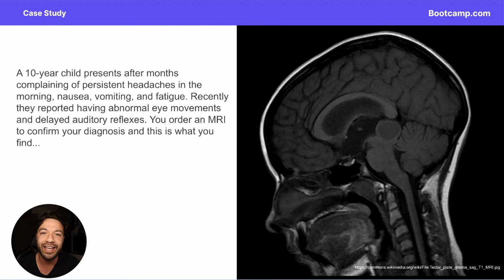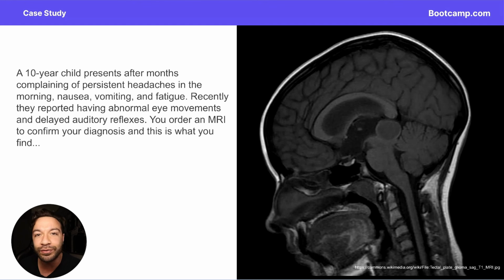So first up, we have a case study. This is an interesting one. We have a 10-year-old child who comes in presenting with persistent headaches in the morning. They're experiencing nausea, vomiting, and fatigue. And recently, they have been reporting abnormal eye movements and delayed auditory reflexes. You order your MRI to confirm your diagnosis, and you get this.